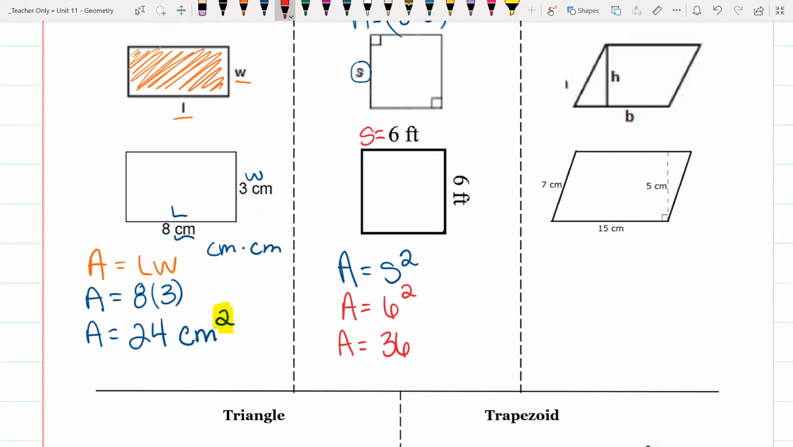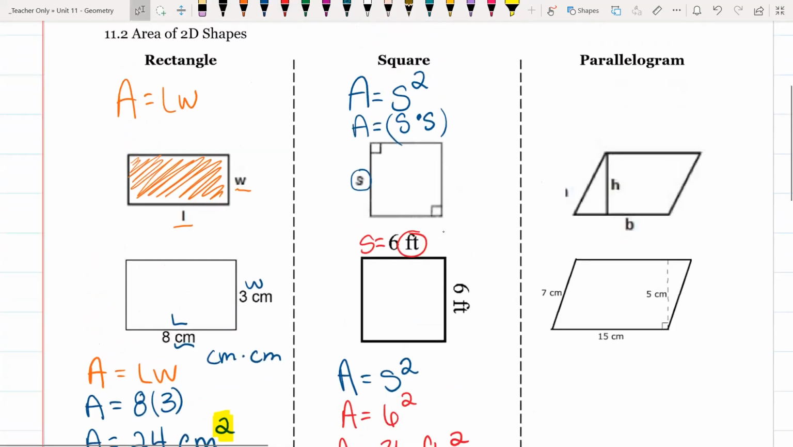is 36. And then what are we missing? Well, we're missing the label. So good news is we have what it is. It's feet. Okay, so we're going to write feet. And what are we missing on here? The squared, because it's feet times feet. Okay.